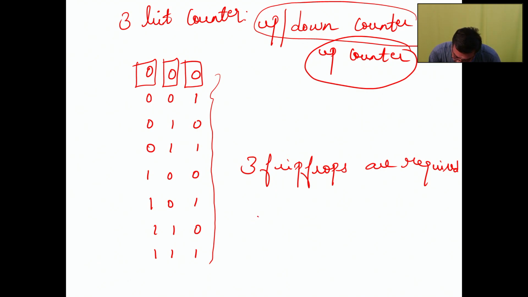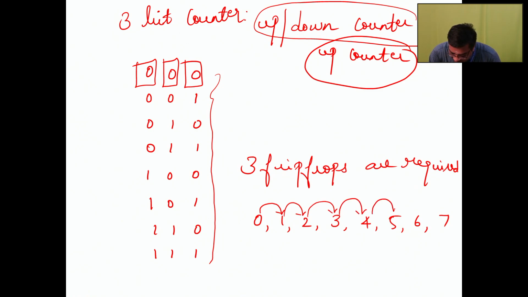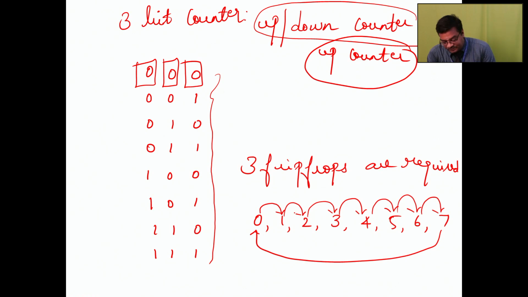When we count 0, 1, 2, 3, 4, 5, 6 and 7: 0 is the present state, 1 will be the next state. 1 is the present state, 2 will be the next state. 2 is the present state, 3 will be the next state. 3 is the present state, 4 is the next state. 4 is the present state, 5 will be the next state. 5 is the present state, 6 is the next state. 6 is the present state, 7 is the next state. 7 is the present state, 0 will be the next state. So these are all the conditions we are going to determine under this 3-bit flip-flop.